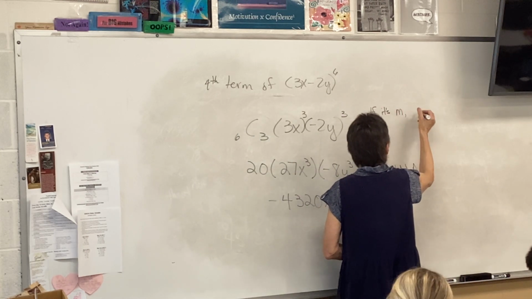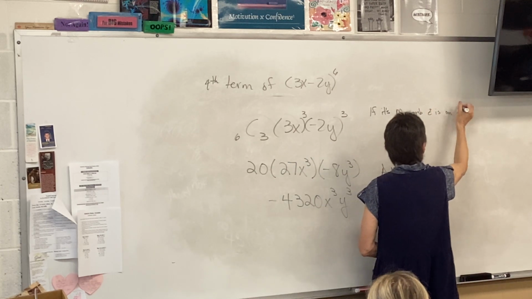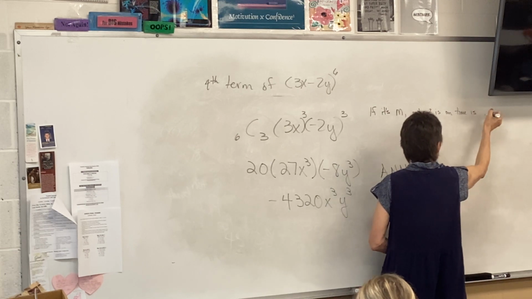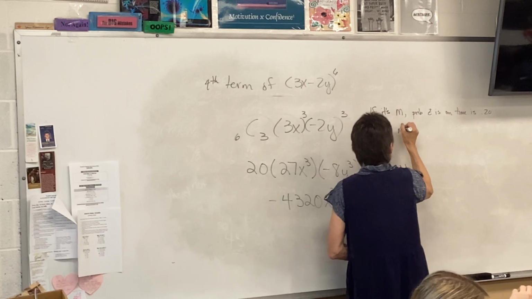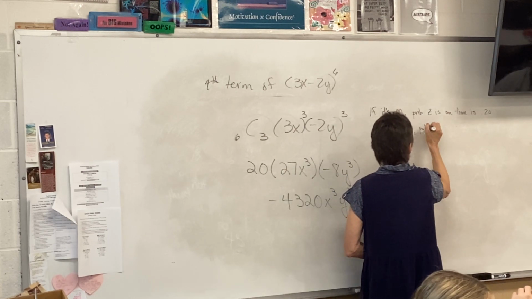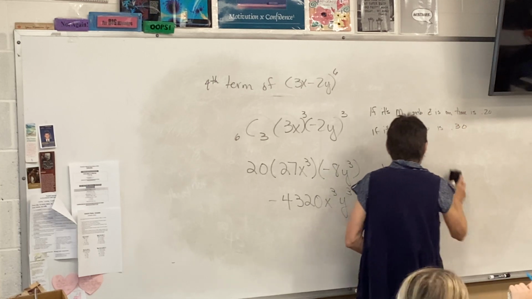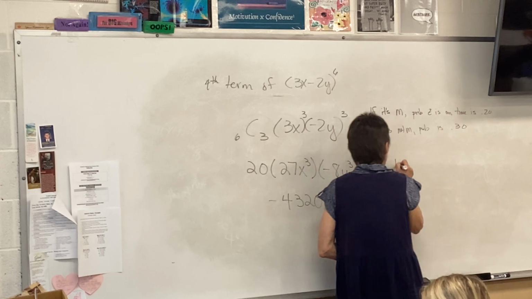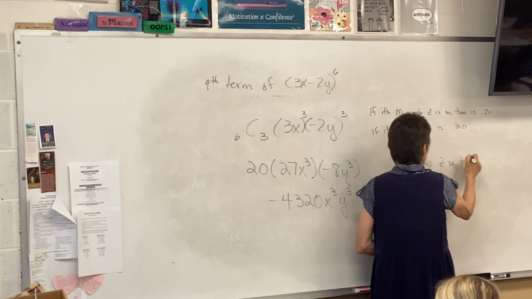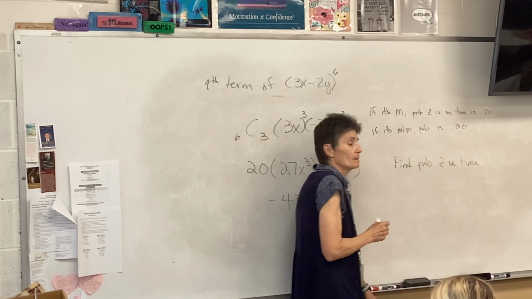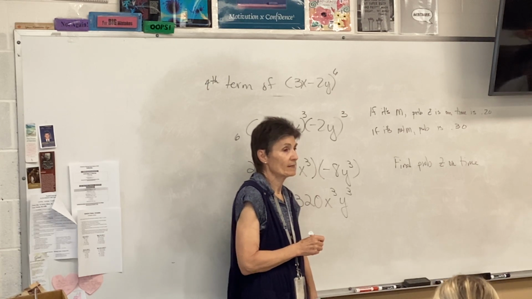If it's Monday, the probability Zach is on time is 20%. If it's not Monday, the probability is 30%. Find the probability Zach's on time. Okay? How are you going to do this problem? What is going to be your strategy?